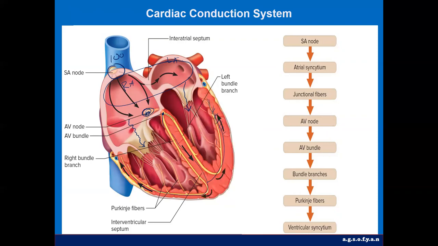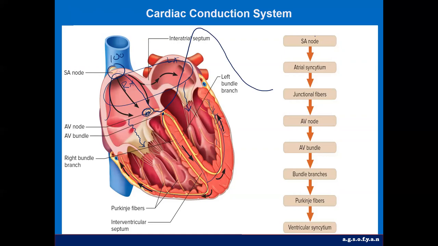Okay, and this is going to be strong contraction to push the blood away from the heart, go to the whole body or go to the lungs. Okay, so again there are two contractions. The first contraction will be atrial contraction, little bit delay, which is the atrial will be relaxed, and then continue with the ventricle contraction.